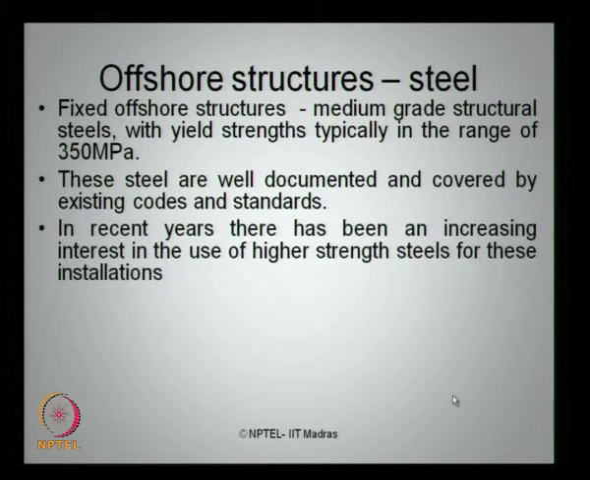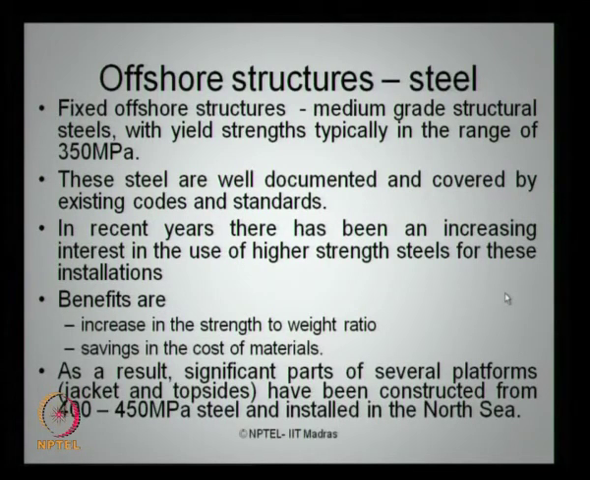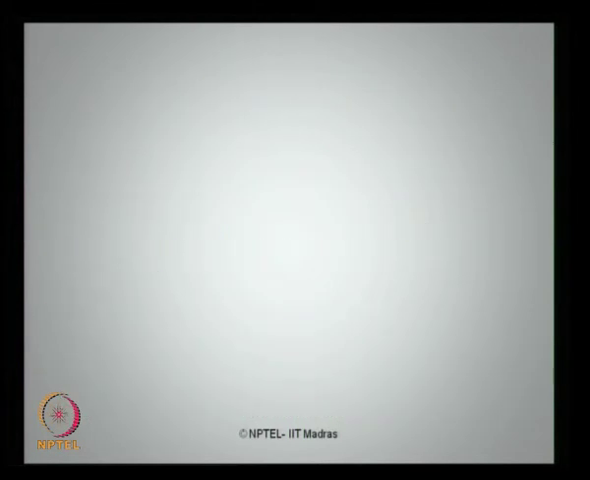In recent years, there has been increasing interest in using high strength steel for these installations. The benefits are increase in strength to weight ratio and saving in cost of material. As a result, significant parts of several platforms, for example jackets and topsides, have been constructed using 400 to 450 megapascal yield strength steel, which are installed in the North Sea.